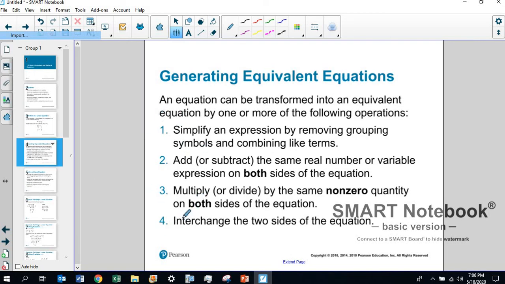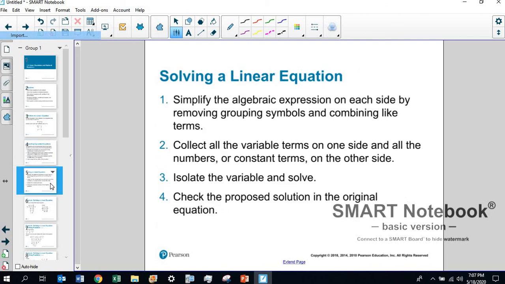Okay, so this is how to generate equivalent equations. You can add or subtract the same number on both sides, the same variable on both sides. You can multiply or divide by the same number or quantity on both sides as long as it's not 0. You can flip both sides of the equation, or you can simplify one side and distribute or remove grouping, combine like terms, whatever. So all of these things you can do, and it doesn't change the value of your variable at all. Okay? And so to solve a linear equation, here are the 4 steps. All right, I'm going to keep going. If you guys want to pause it at this point and write these down, that's great.